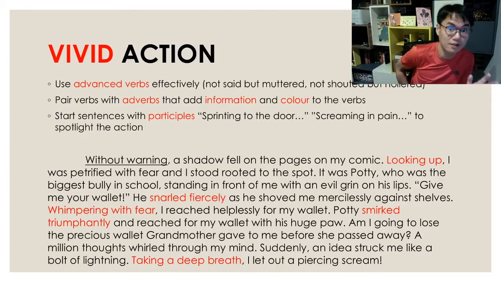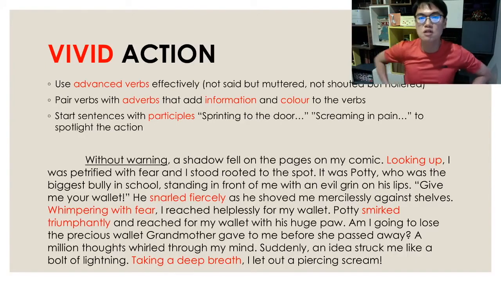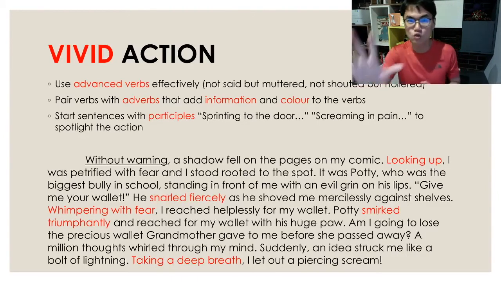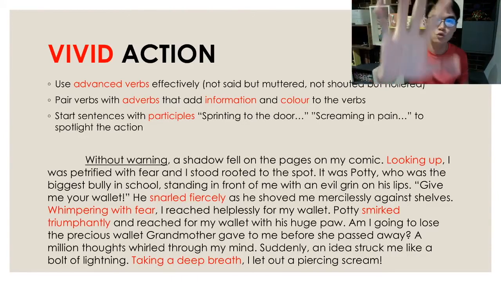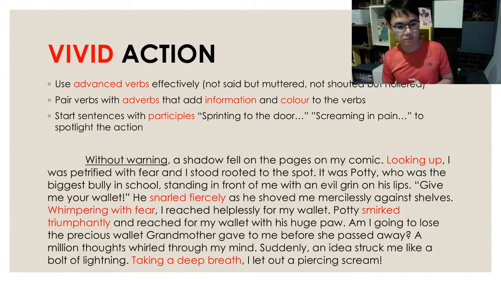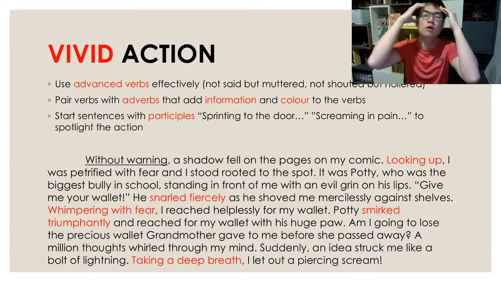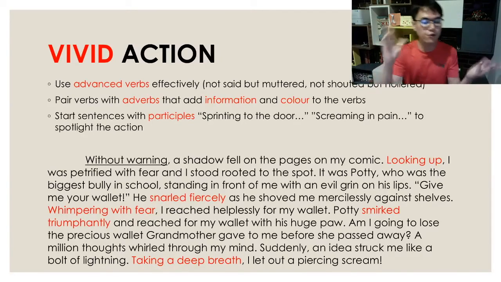So I was about to surrender my wallet. Potty smirked triumphantly, right? And reached for my wallet with his huge paw, right? So like with his huge hand, reaching for my wallet, right? And then I used a thought tag. Am I going to lose the precious wallet grandmother gave to me before she passed away, right? So now you know why this wallet is special to me. Am I going to lose the precious wallet grandmother gave to me before she passed away? So this thought goes through my mind. A million thoughts work through my mind.